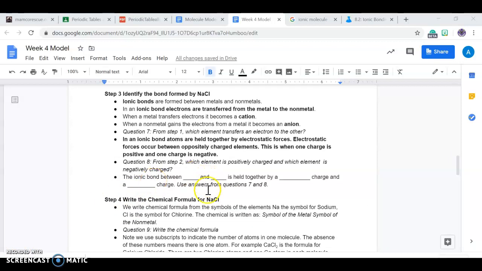Okay, so now we want to do our summarizing statement using the answers from question 8. The ionic bond between a blank and a blank, right? What type of elements? We're talking about 2 types of elements. And it's held together by a blank charge and a blank charge, okay? So see if you can figure those in, fill those in, all right? Should be hopefully not too bad.